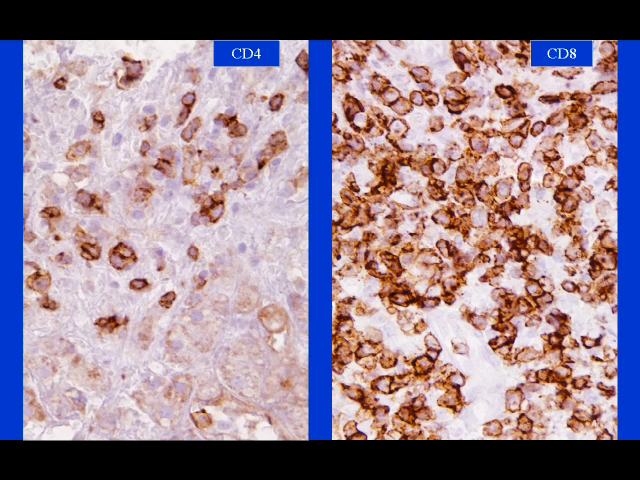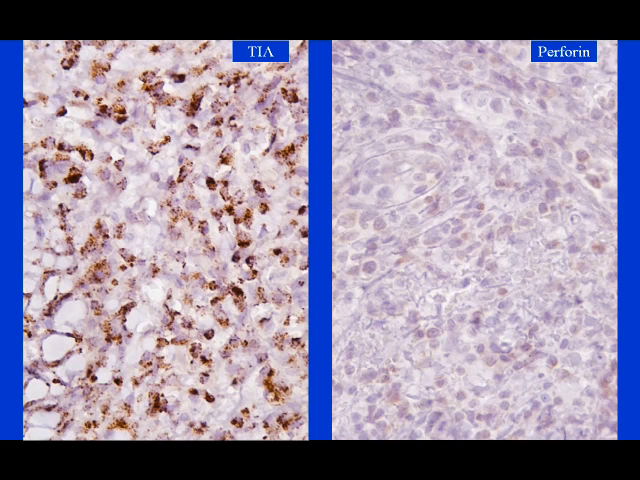CD4 cells are present and present in normal number. But the CD8 cells in this lymph node are profoundly increased, as shown in the right panel. A TIA stain shows markedly increased lymphocytes, the cytotoxic T cells containing the TIA, but a perforin stain, which should also be present in these cytotoxic granules, is completely absent in expression.